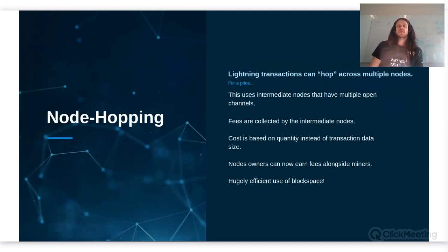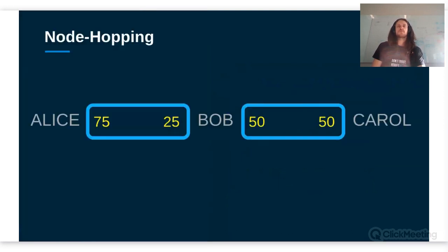There are some advantages here. Fees are collected by intermediate nodes that provide routing. A difference between on-chain transactions and Lightning payments is that on-chain fees are based on the size of the transaction, not the quantity of Bitcoin involved but how much space it takes up on the blockchain, whereas the main constraint in Lightning Network is liquidity, so cost is based on the quantity of Bitcoin you're sending. Another bonus is that this provides incentive for running nodes. It's minor, but it's there, and we get a much more efficient use of block space.